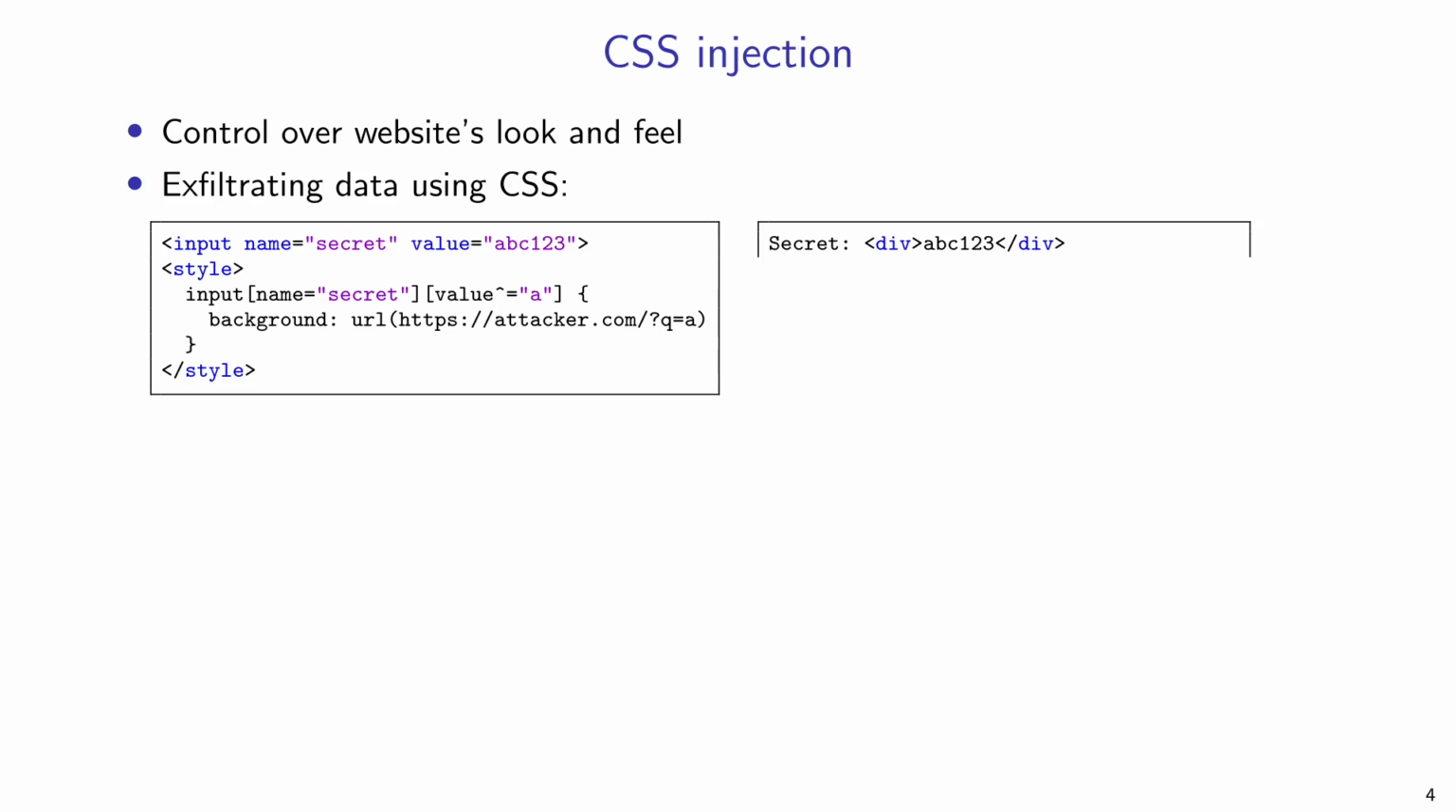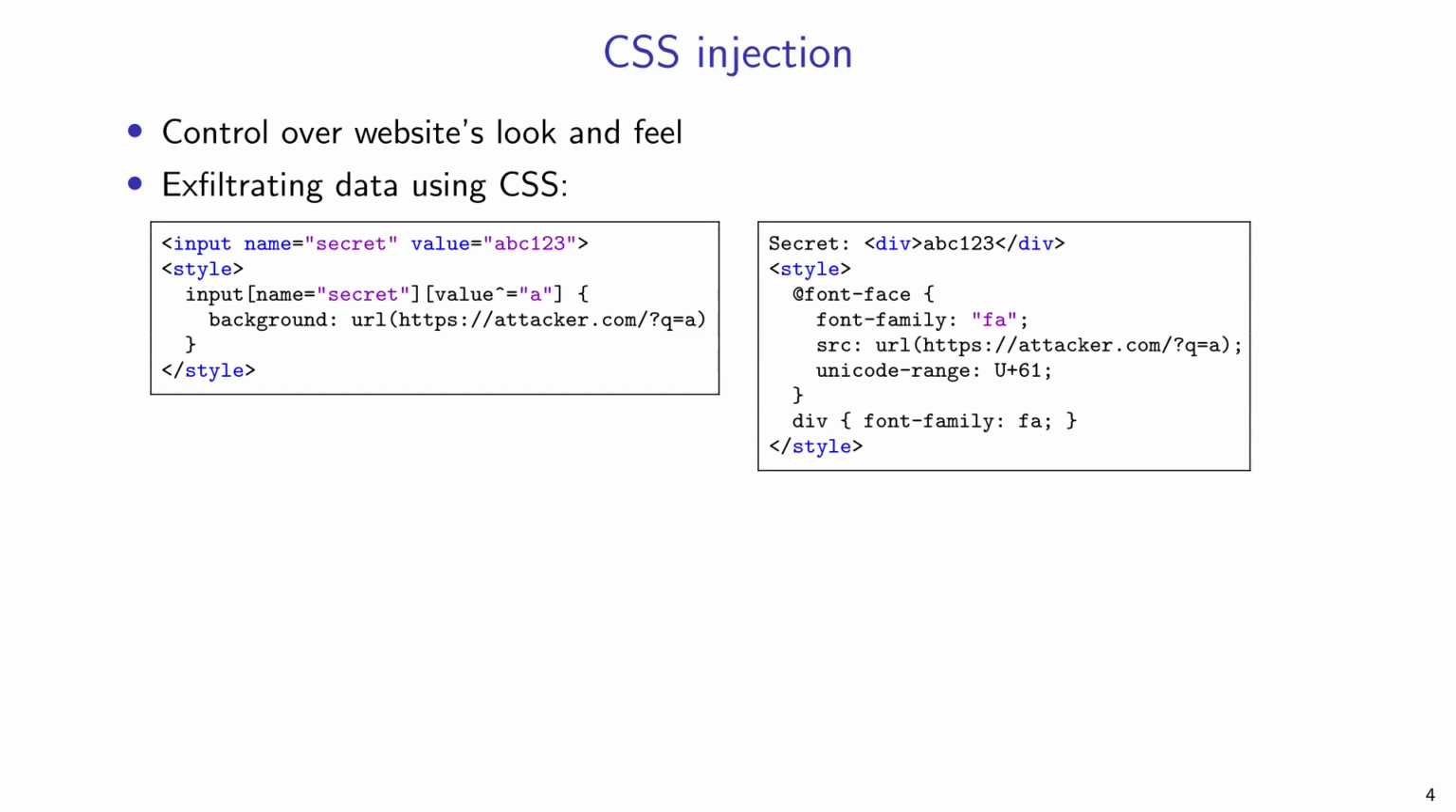Another method can be used to exfiltrate data that is placed between HTML tags. Here the idea is that we can request to load a custom font for specific characters. So here we define a custom font for the character A, 61 in hex, and apply this font for the div tag. If such a character is inside the div tag, the browser will try to download the custom font, and the attacker will learn that the character is present.